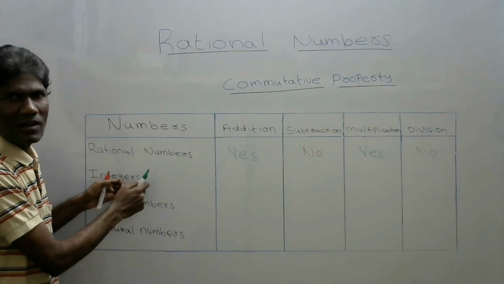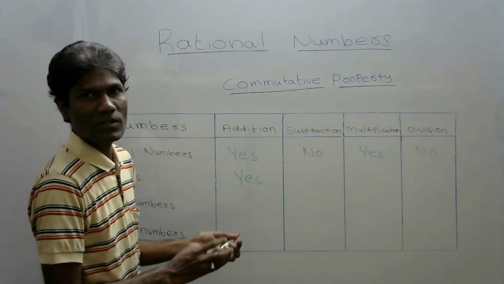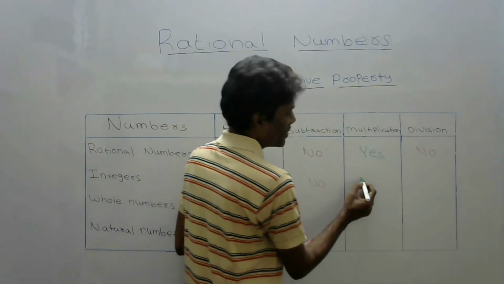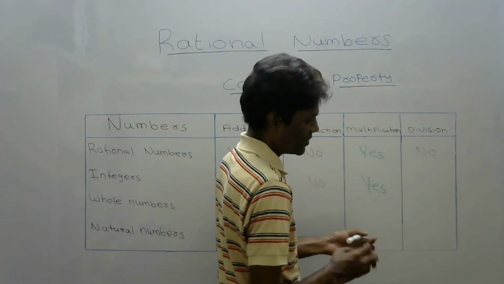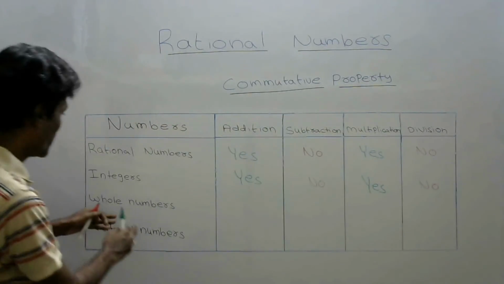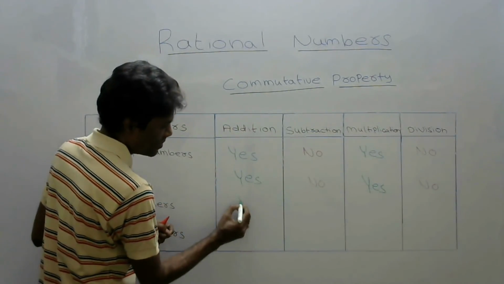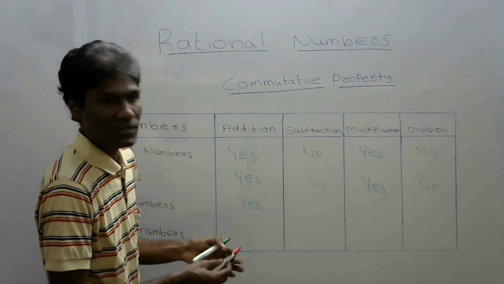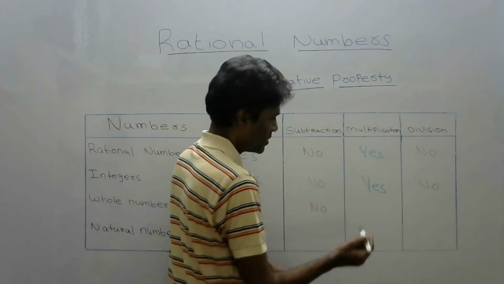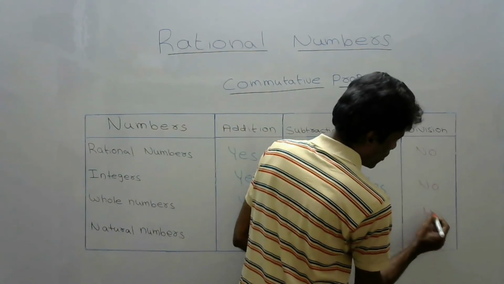Now, let us take integers. With respect to addition, yes, it is commutative. With respect to subtraction, no, it is not commutative. With respect to multiplication, yes, it is commutative. And with respect to division, it is not commutative. And then whole numbers. With whole numbers, with respect to addition, yes, it is commutative. With respect to subtraction, no. With respect to multiplication, yes. With respect to division, no.